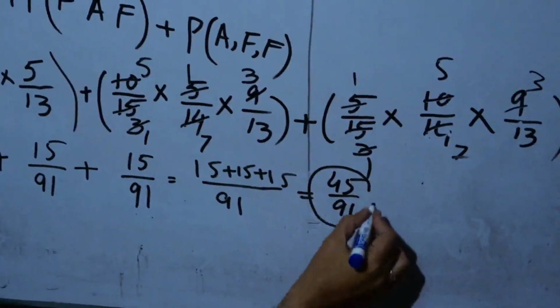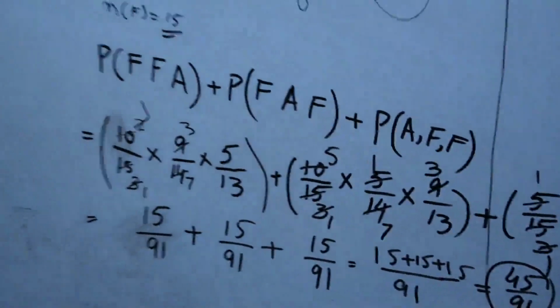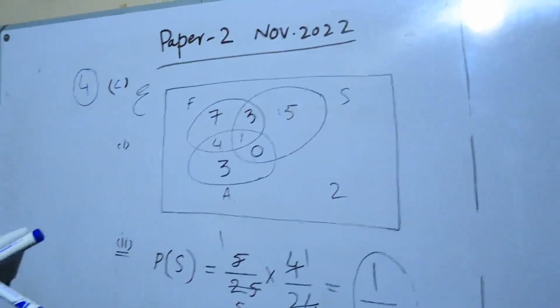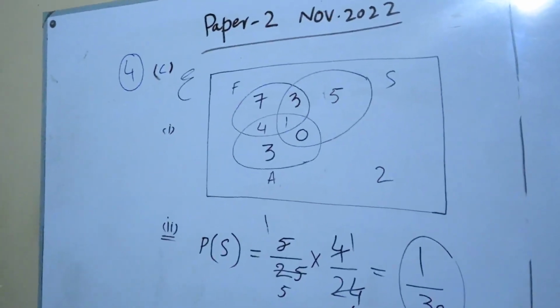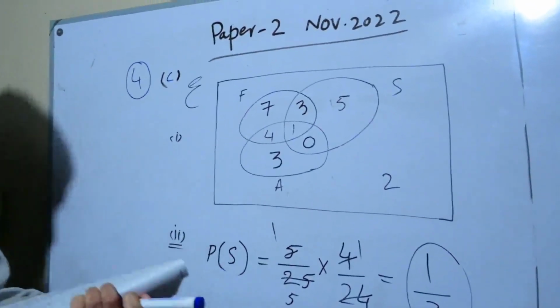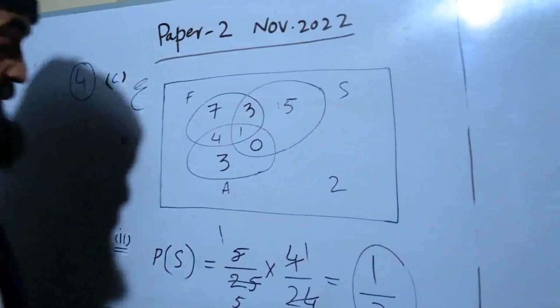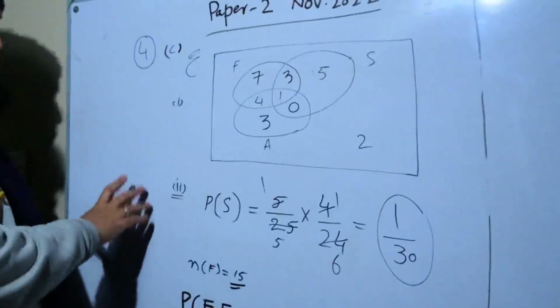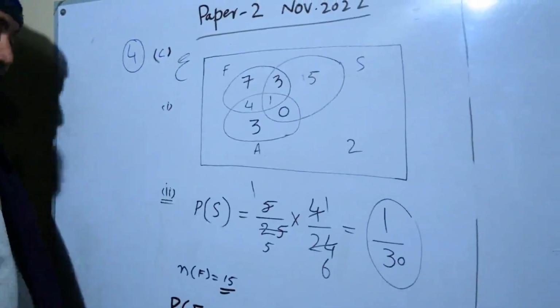So this is the probability of choosing such 3 students, out of whom only one studies Arabic also with French. So the answer is 45 over 91. This is how you solve probability questions using the Venn diagram. That's it.